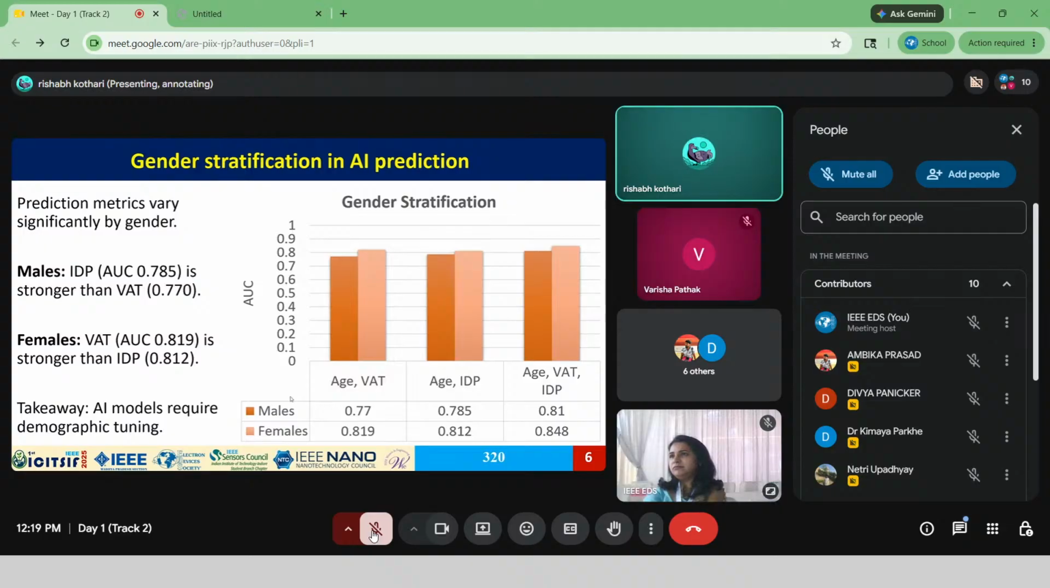Interestingly, in the same study by Libby and the team, the performance of these deep learning models was observed to not be uniform across demographics. Sex-based stratification analysis revealed that while image-derived phenotype was a stronger predictor in males, visceral adipose tissue was a stronger predictor in females. Although a combination of visceral adipose tissue and image-derived phenotype yielded the best results. This highlights that AI models are highly sensitive to biological differences and require careful demographic tuning.